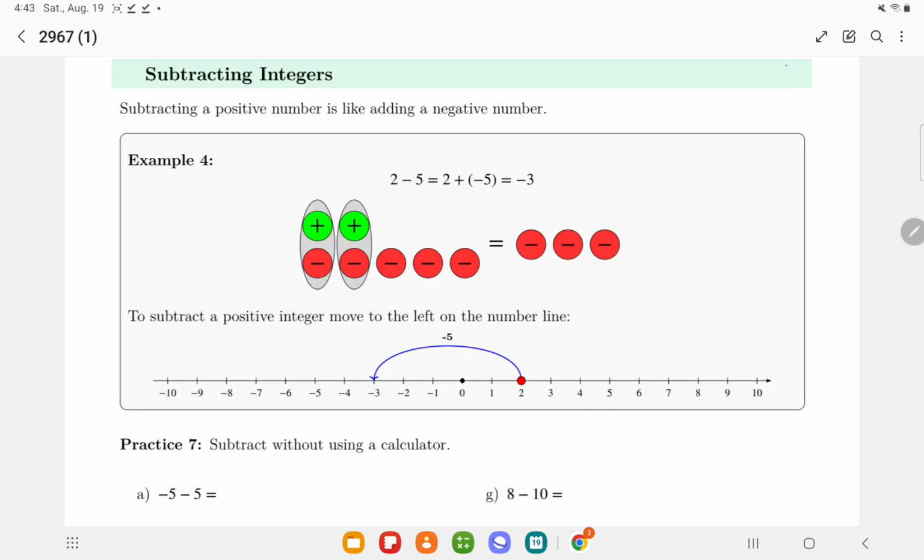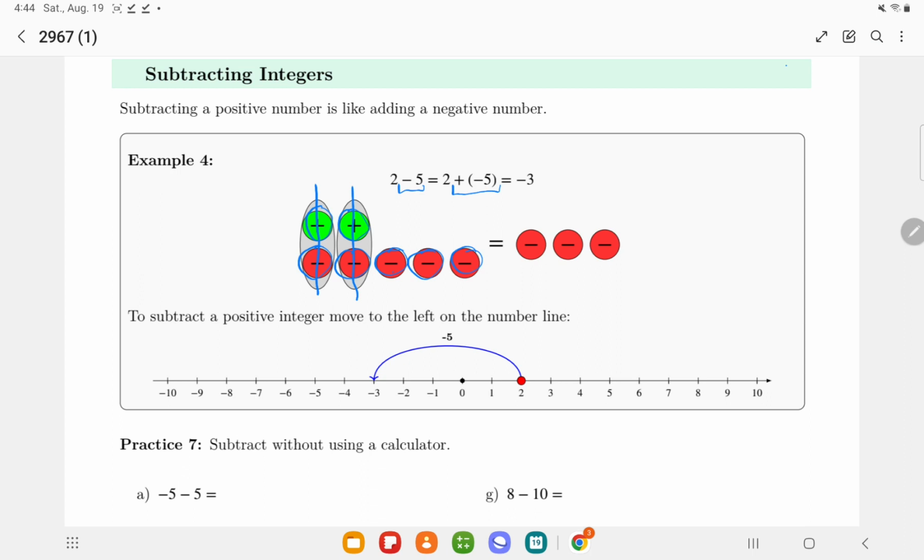As I already mentioned, adding a negative integer is the same as subtracting its positive. So 2 minus 5 is the same as +2 plus -5. And we see that we have 2 zero pairs, plus and minus cancels out, and we end up with -3.